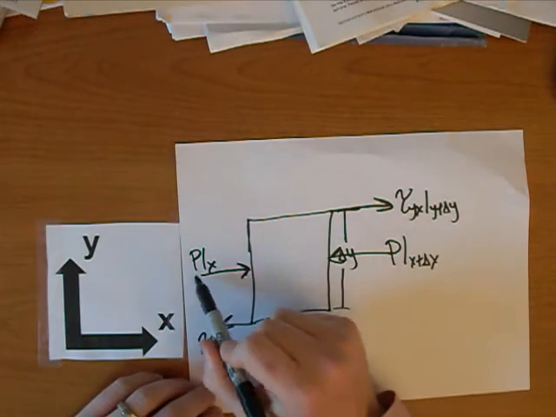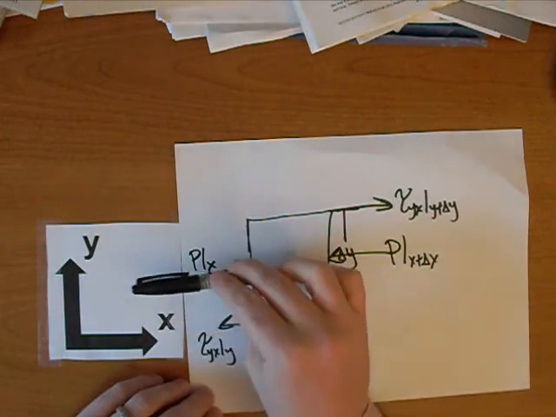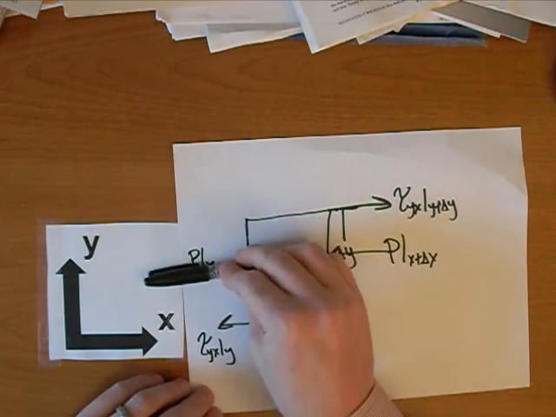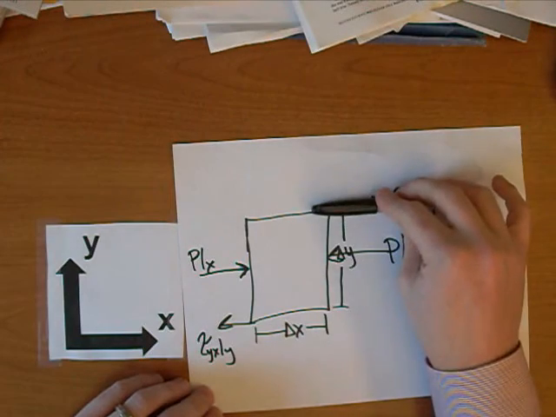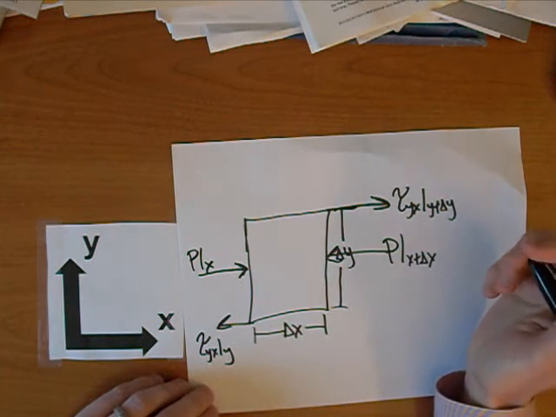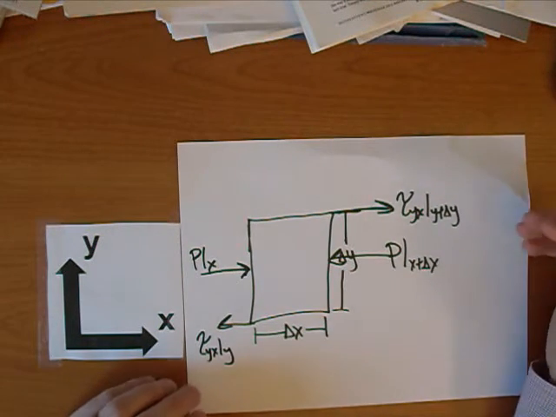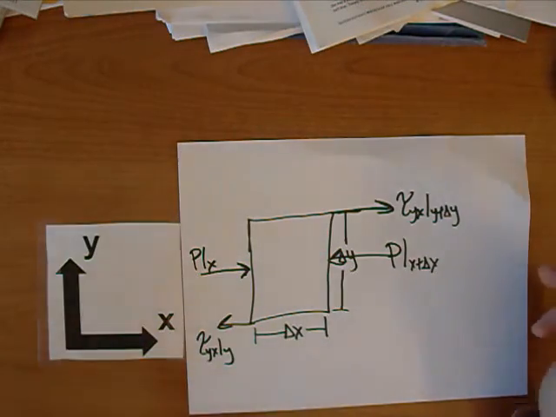And I've had a lot of questions about how do I know the direction of these arrows? Why am I putting the pressure arrow this way, this one this way, this shear stress arrow going this way for this top plate, and this one going this way? And that's the main point of this video, is I want to explain how we set up these arrows so that you can do your force balance.